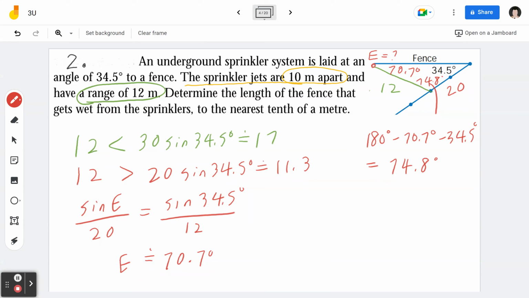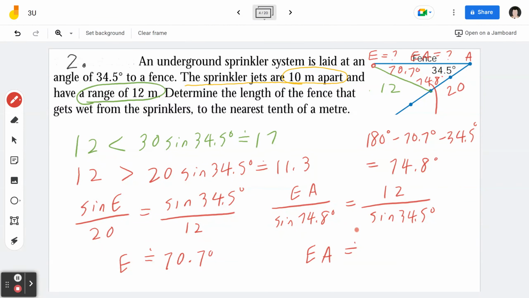Now, again, if you look at this carefully, you want to find the missing length as well. And to find the missing length, you can apply the sine law one more time. So if I call this point A, the question becomes, what is this length, EA? And of course, EA divided by sine of 74.8 degrees equals, I'm going to go back to the original, 12 divided by sine of 34.5 degrees. Again, if you grab your calculators, you can take 12 times sine of 74.8, divide that by sine of 34.5, and that's going to be approximately 20.4.